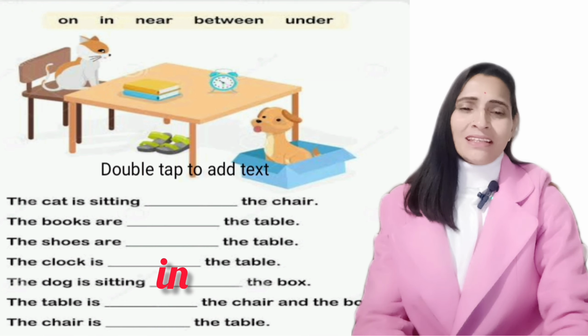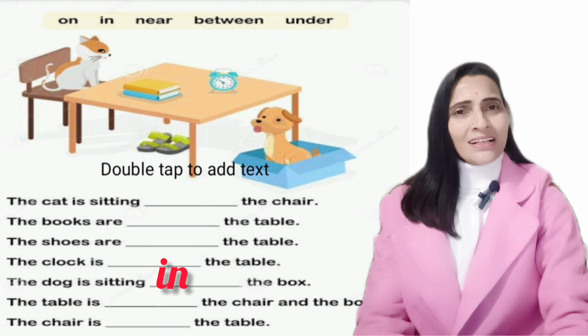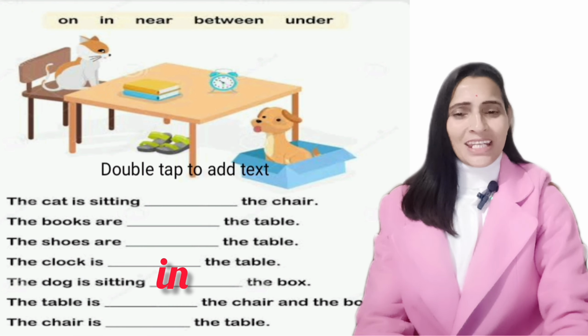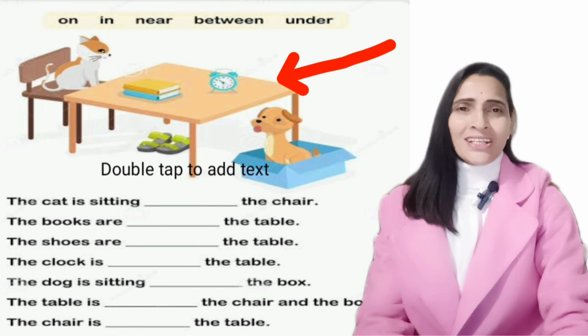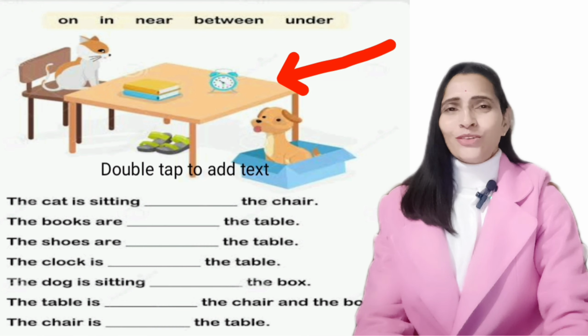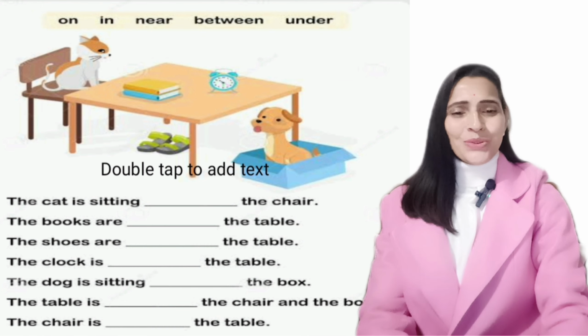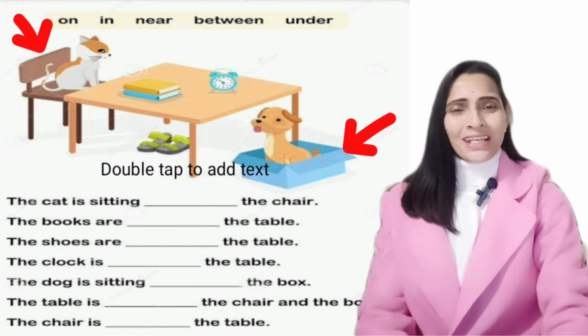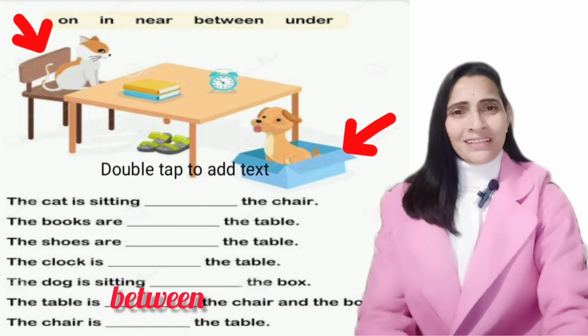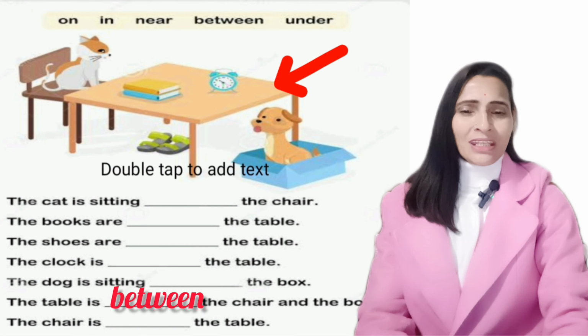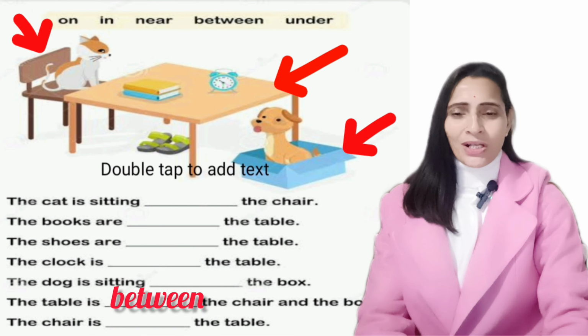The table is dash the chair and the box. Which preposition we will use here? There are two things, chair and box. Okay, then we will use here between. The table is between the chair and the box.